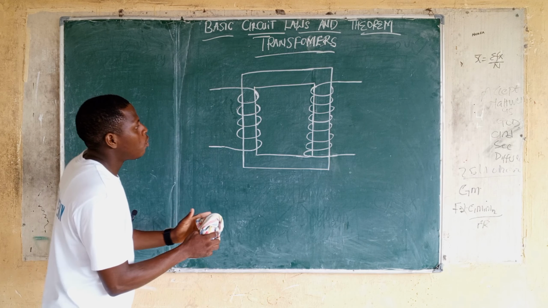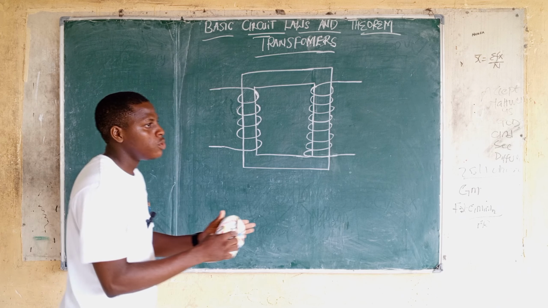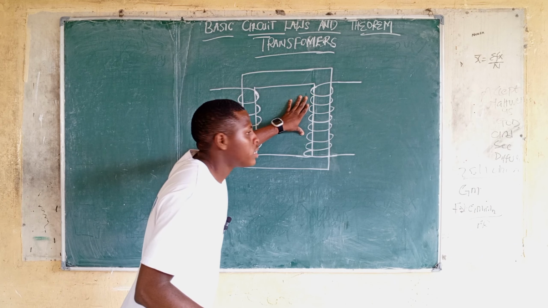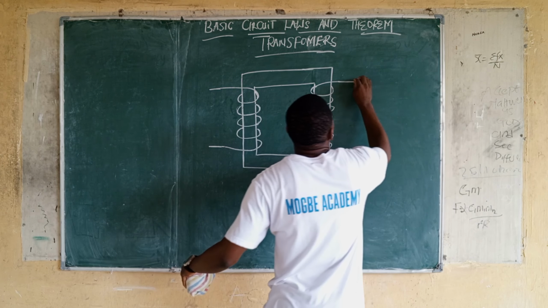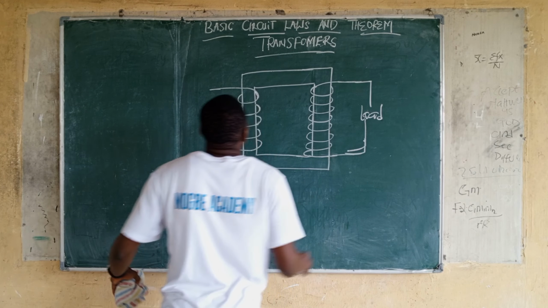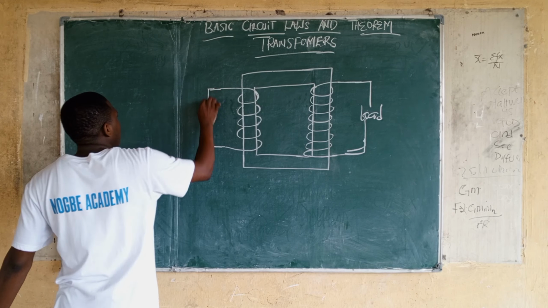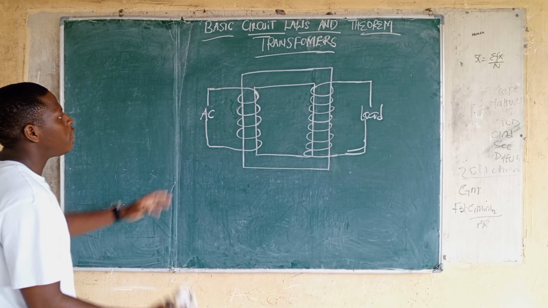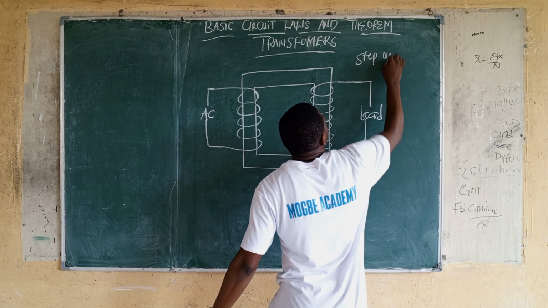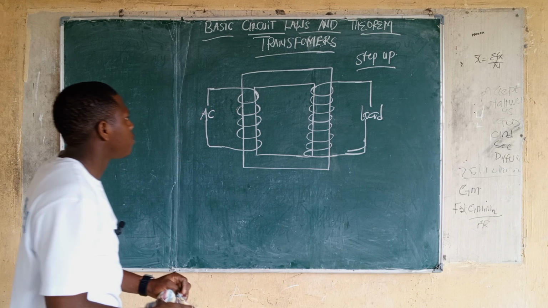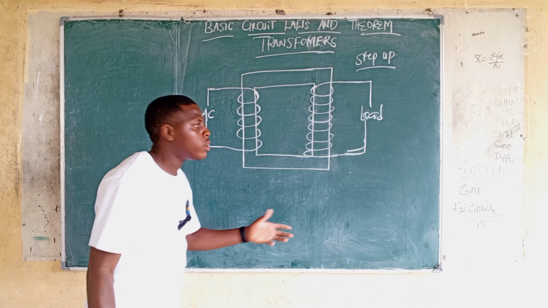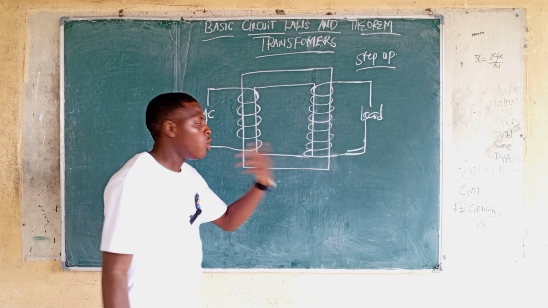Now for you to identify your AC side of the transformer and the other side, we have already identified this side to be our secondary side of our transformer. So this secondary side is always connected to our load, while this other side is connected to our AC source. So you've been able to identify that this is a step up transformer. Now, what should come to your mind is, how does the transformer work? That's why we want to talk about the working principle of the transformer.